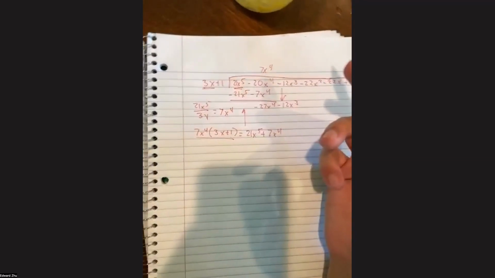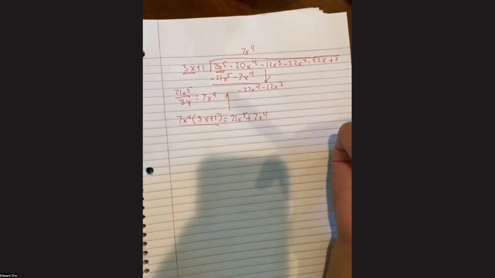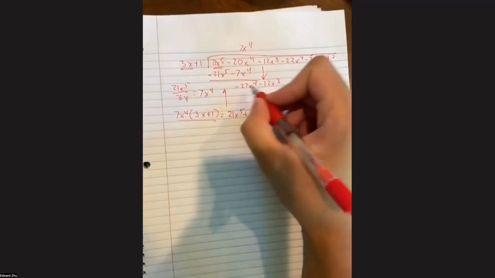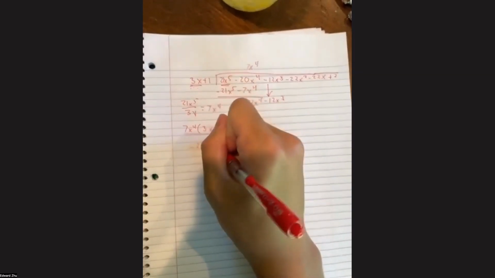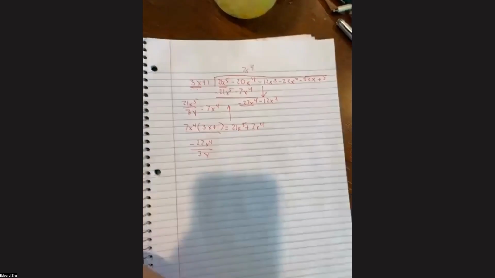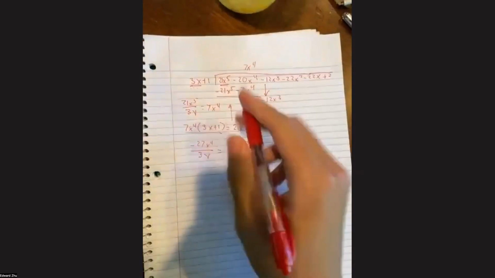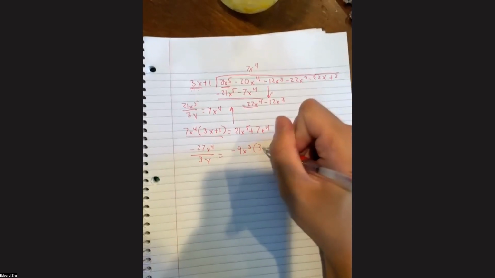And then, are you following so far? Just give me a thumbs up if you are. Okay. And then afterwards, we take the first term again, negative 27x to the 4th, divided by 3x. And then we would get negative 9x cubed. What do we do with that number? Multiply by 3x plus 1 again.